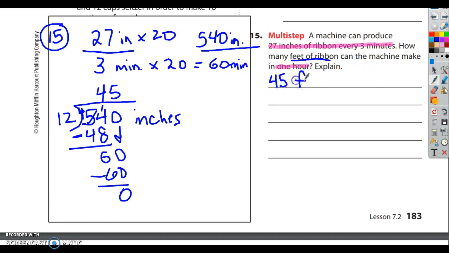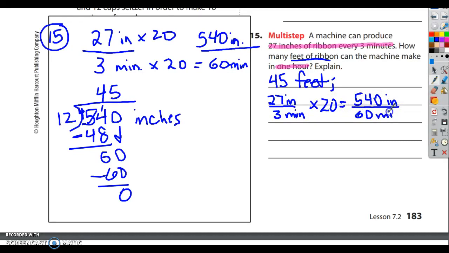It says explain. We could show our work. We could do this. I'll help you. I'd probably do this right here. 27 inches over 3 minutes times 20 equals 540 inches over 60 minutes. And then you need to write 540 inches divided by 12 equals 45 feet. All right, good job. We are done with page 183.